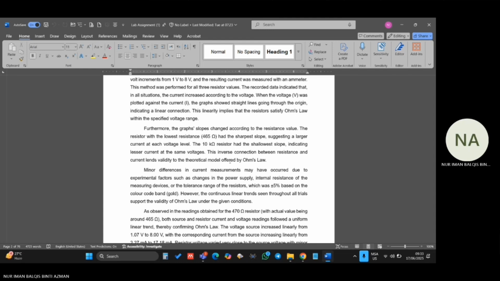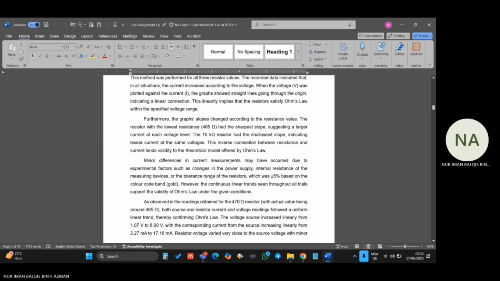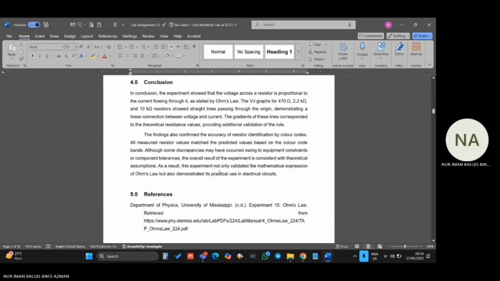The measured resistor values also align with their color codes, showing our components were correctly identified and within tolerance. So, in conclusion, the experiment successfully validated Ohm's law. The current increased proportionally with voltage for all resistors, and the VI plots showed a straight line. The slope of this line matched the resistance values, confirming both our calculation and the theory.